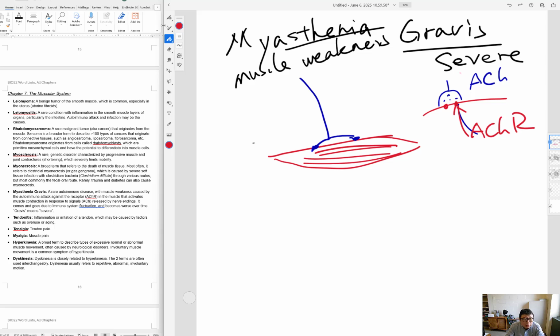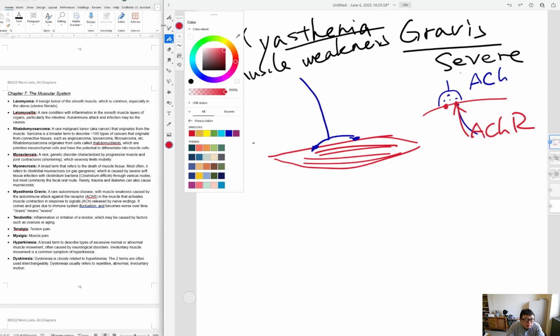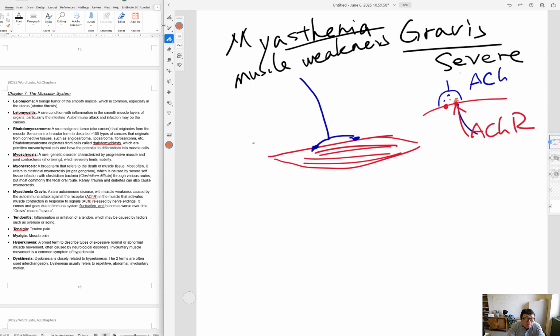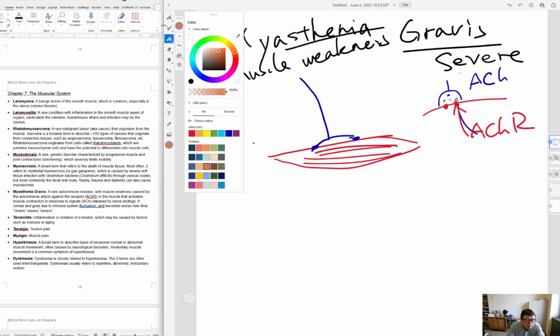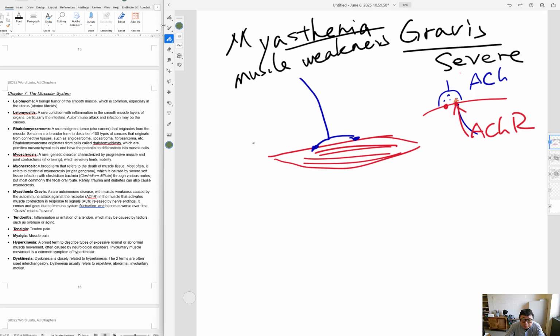In people with myasthenia gravis, antibodies come to block or even kill the AChR. If the AChR is blocked, the muscle cannot be activated, and since the muscle cannot be activated, it will feel like muscle weakness. You cannot really control the muscle.